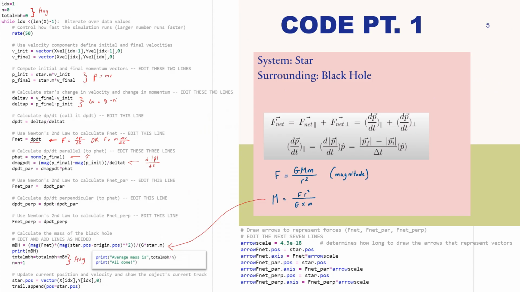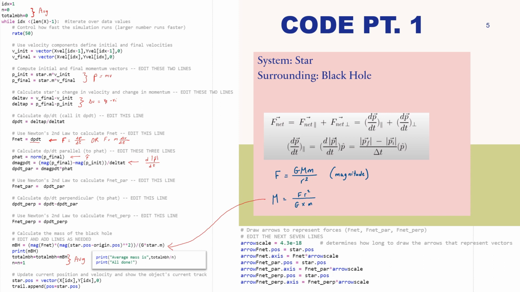For part 1, it's important to note that our system is a star and our surroundings are the black hole. I first set counters to 0, so I'm able to calculate the average at the end. I then changed the momentum values to the mass multiplied by the initial and final velocities. We then found delta V and delta P by subtracting the initial velocity from the final velocity, and doing the same for the momentum. And then we find dp/dt by dividing delta P by delta t, and then we set F net to dp/dt because, as Newton's second law states, F net is equal to the rate of change of momentum. We could have also written F net as the mass multiplied by delta V over delta t.